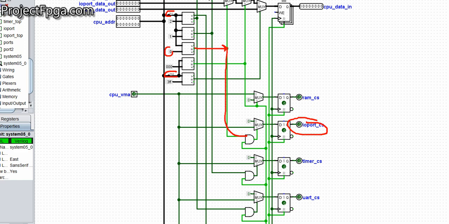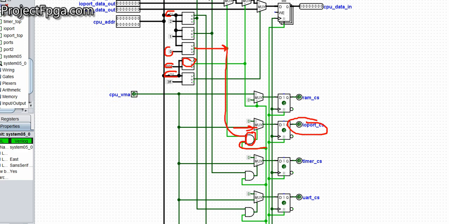That is, if between 5 to 3 is equal to 0 and this one is 0, therefore this one too will be on. Then this AND gate will be on. Then it will be taking the value of this CPU VMA, and whenever the CPU VMA is equal to 1, it means the CPU wants to communicate with a peripheral. The VMA stands for vector multiple mapped addressing. So whenever it's on, that is when the CPU wants to communicate with any of these peripherals.